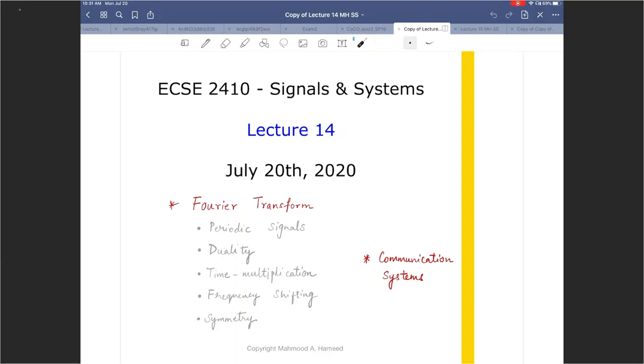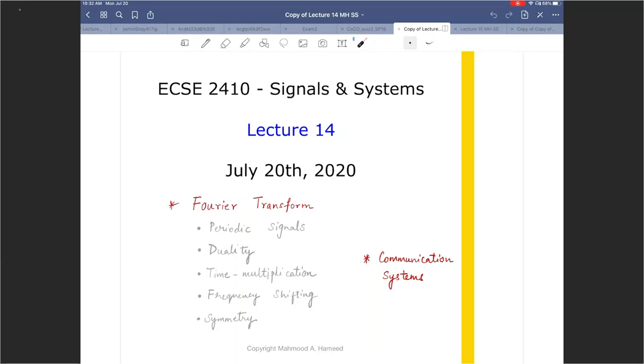All right, so let's start talking today about Fourier transform of periodic signals. We will take a look at a few more properties of Fourier transform. We'll talk about duality property, time multiplication property, frequency shifting, and some very useful symmetry properties of Fourier transform. And then we will get into an application of Fourier transform, which is communication systems.